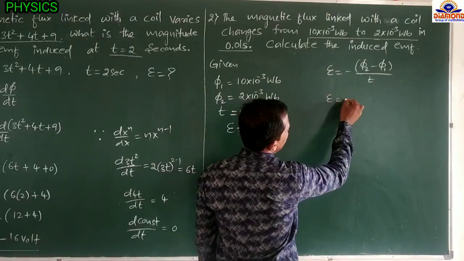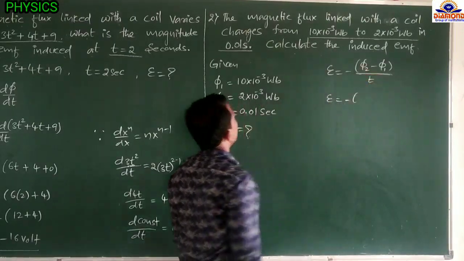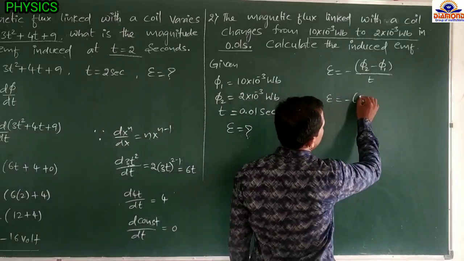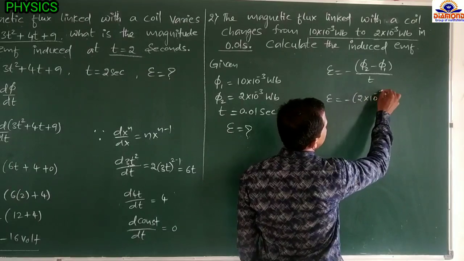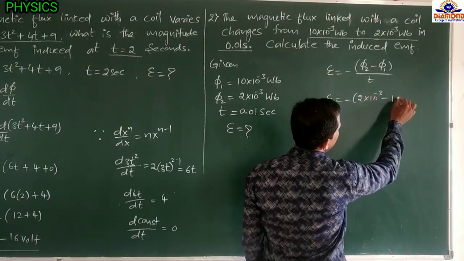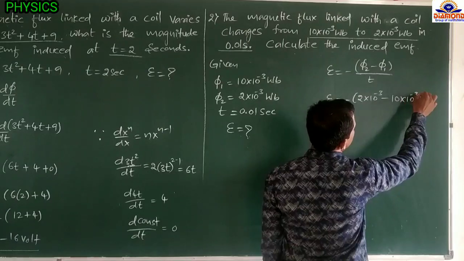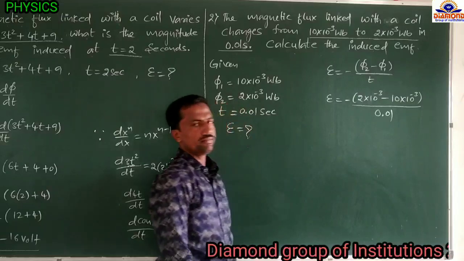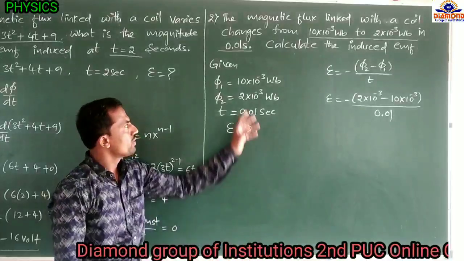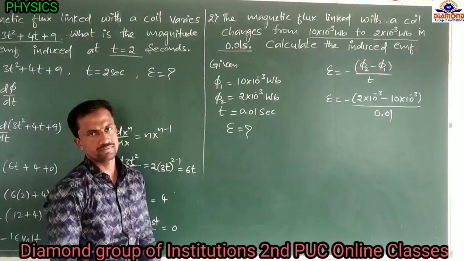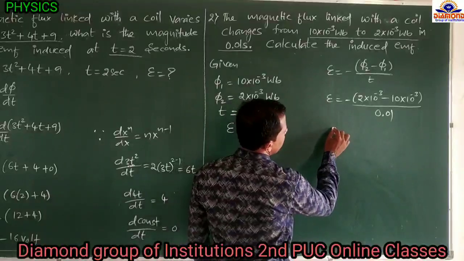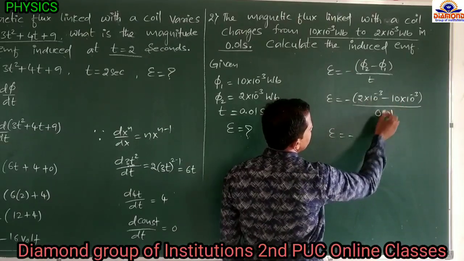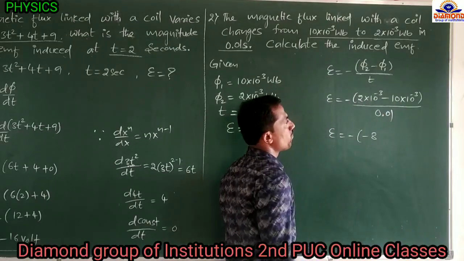Then equals minus phi 2. What is the value of phi 2? 2 into 10 to the power of minus 3. Substitute here. Minus phi 1. What is the value? 10 into 10 to the power of minus 3, divided by time value 0.01. Just we are adding this value in that form. Then next one equals minus 2 minus, sorry, 2 minus 10. Then we are adding minus 8.